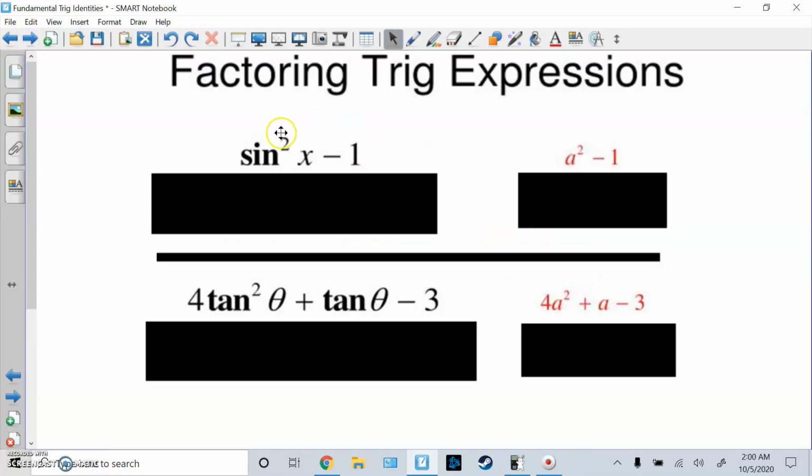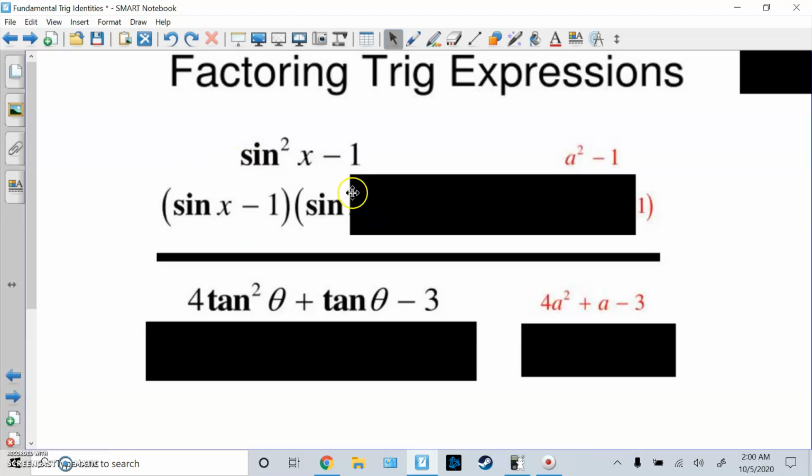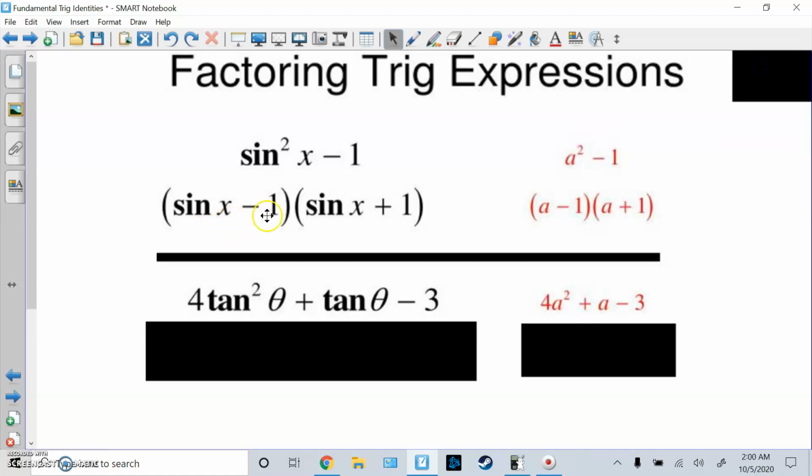Alright, factoring. Hopefully you've seen difference of squares. So sine squared x minus 1 is the same thing as saying x squared minus 1, or a squared minus 1. You'd square root both things. Do a 1 plus minus, right? Or minus plus. The order doesn't matter. So what times what is sine squared x? It would be sine x times sine x. What times what is 1 is 1 and 1. Opposite signs, right? 1 positive, 1 negative.